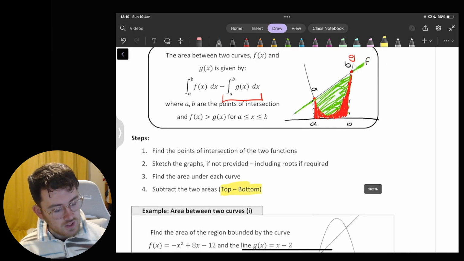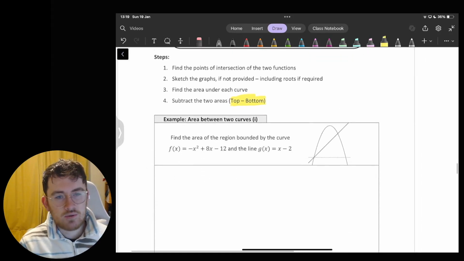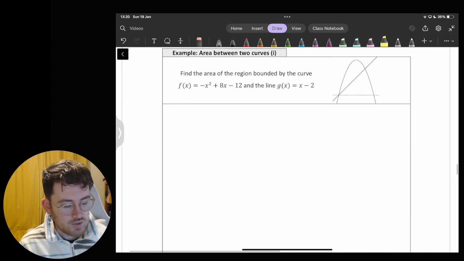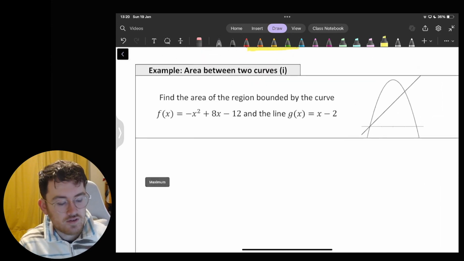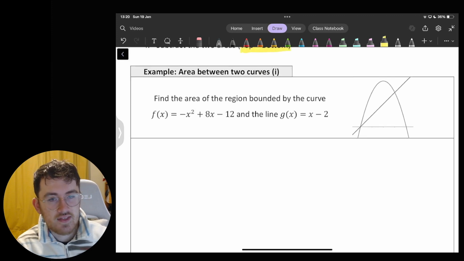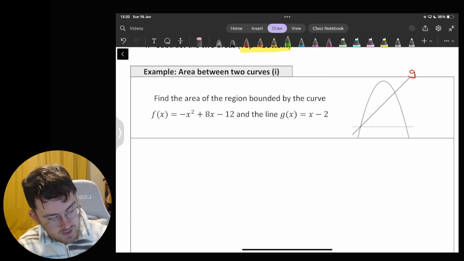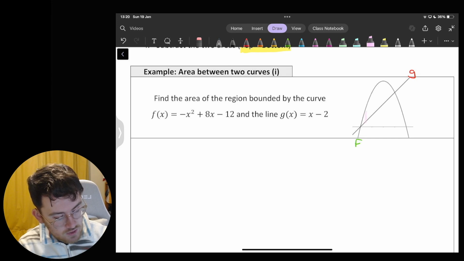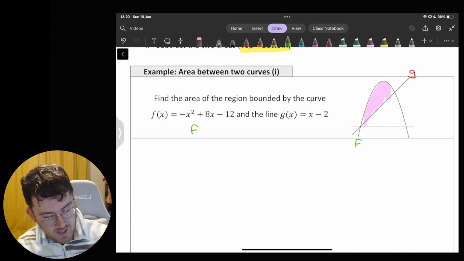We'll have a look at an example following that, and then I might talk a little about the other method that's appearing now. So find the area of the region B bounded by the curve f of x and the line g of x. My line F is my quadratic curve. I'm looking for the area between them, so that's going to be this area here. Based on that, F is on top, G is on the bottom, so it's going to be F minus G.